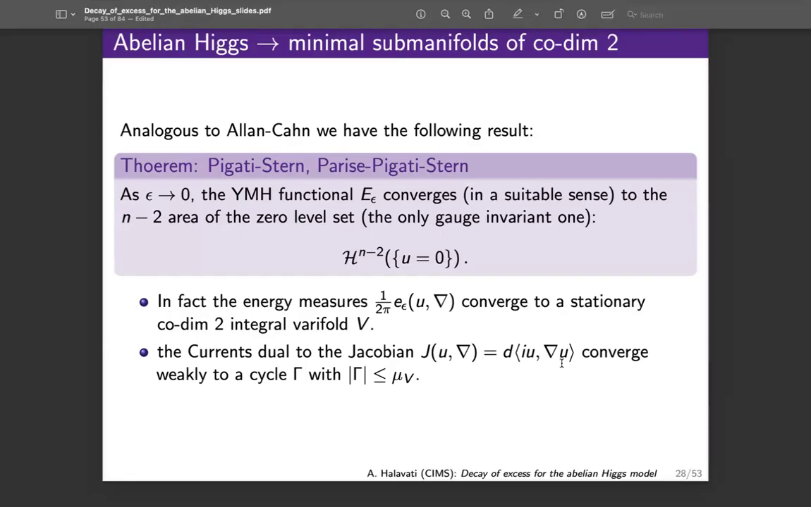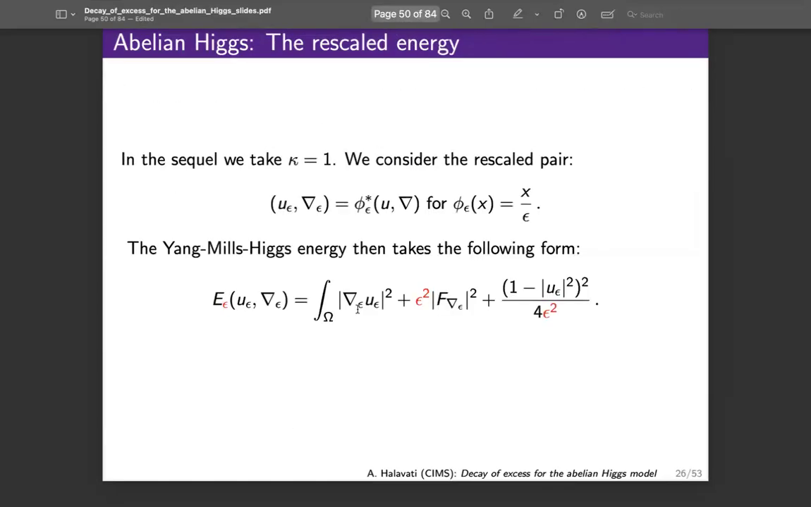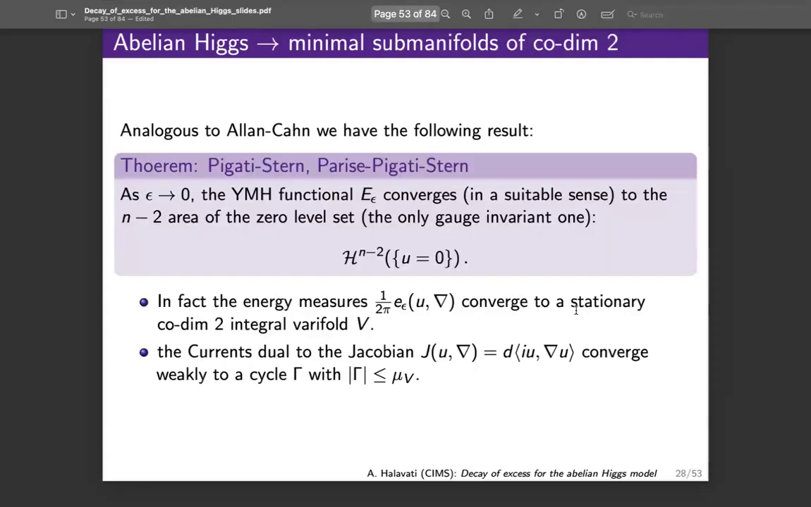To be more precise, if you look at these energy measures, if you name these energy measures little e epsilon, these energy measures converge subsequentially to a codimension 2 integral varifold, a stationary codimension 2 integral varifold. And the currents dual to these Jacobians converge to an integral cycle, which has an energy bound, right? So basically, the cancellation happens in this, but it doesn't happen in this, right? Okay.